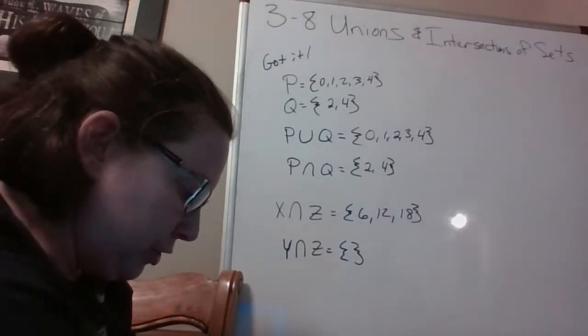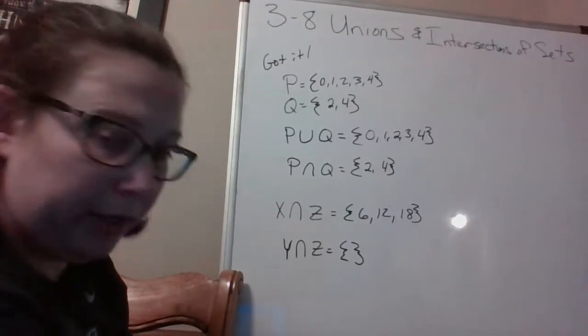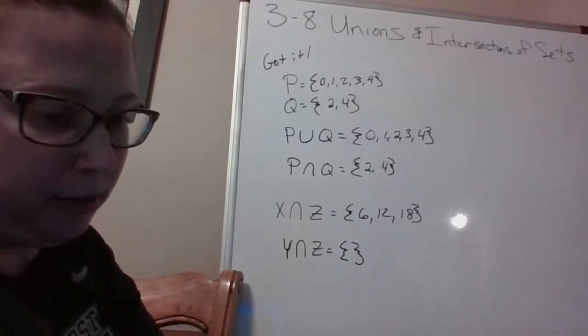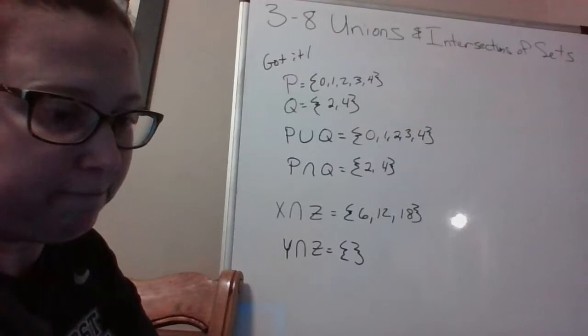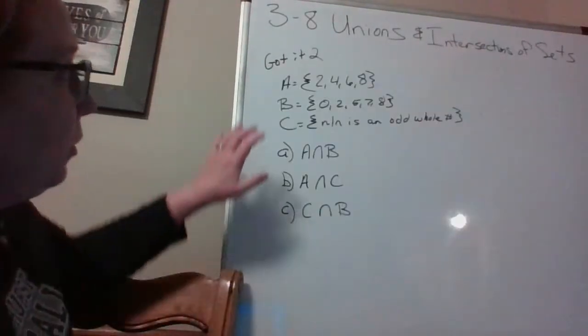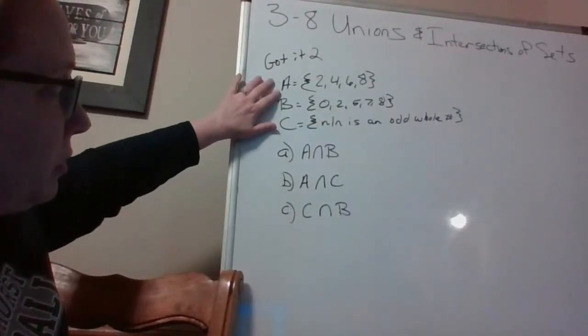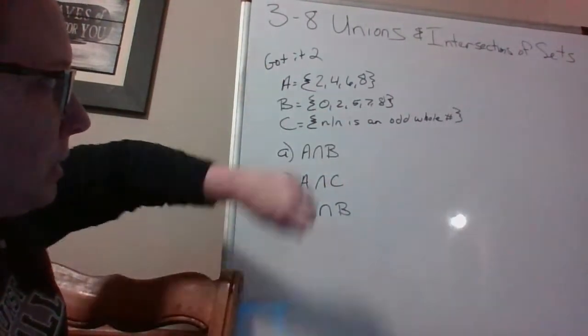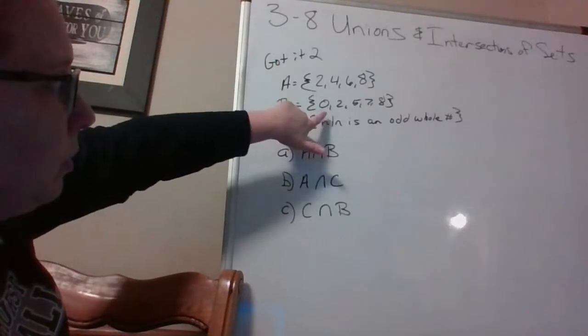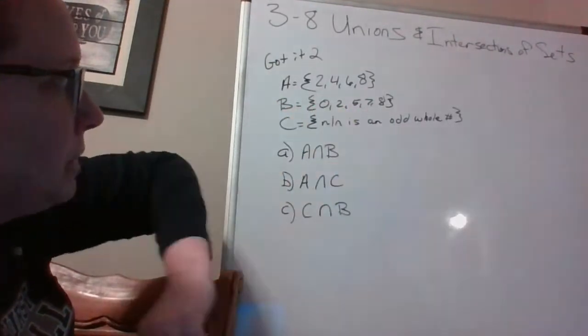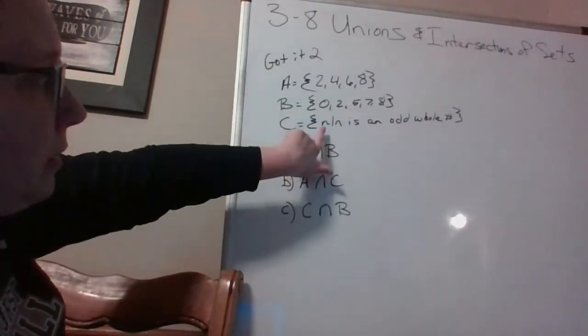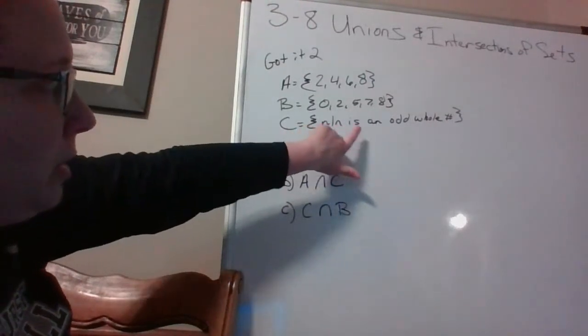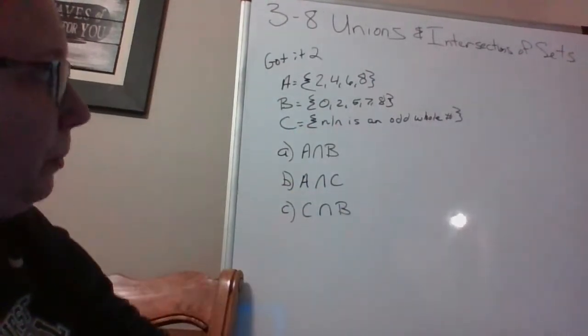Go ahead, pause your video, try Got It 2, and then come back. For Got It 2, they give us 3 new sets. A has the members 2, 4, 6, and 8. B has members 0, 2, 5, 7, and 8. And C is all real numbers n such that n is an odd whole number.